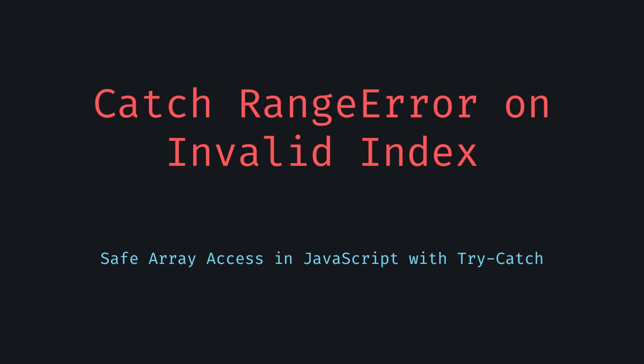Hey coders, today we're diving into JavaScript error handling using arrays. We write a function that safely accesses an array and handles out-of-bound errors. By using a try-catch block, we can gracefully deal with invalid indexes. Then let's explore how to throw and catch a range error properly.